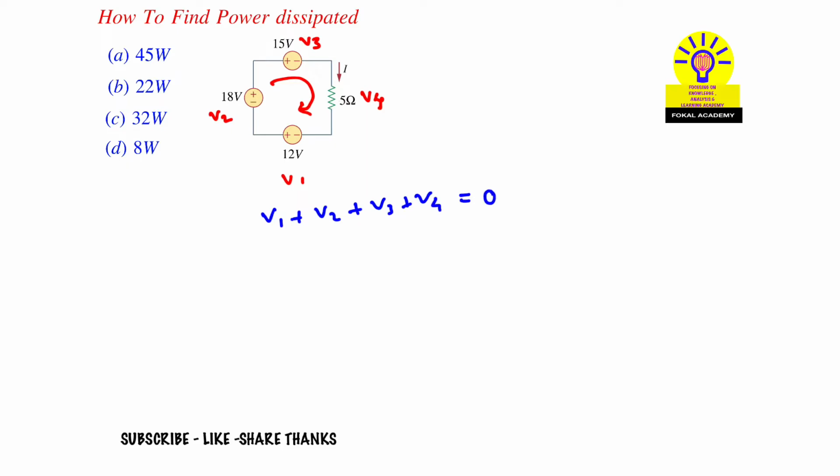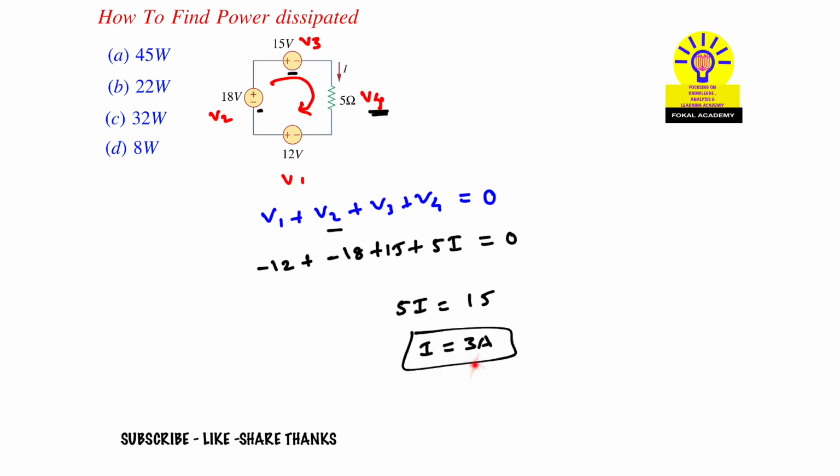So according to the direction of current, we take the voltages as plus or minus. Here the current enters at minus in the 12 volt source, so that is considered as minus 12. For V2, the current enters at minus, that's why it is taken as minus 18, and here plus 15, plus in V4 it is 5 into I, that's equal to 0. So from this we get 5I equal to 15, I equal to 3 amperes.